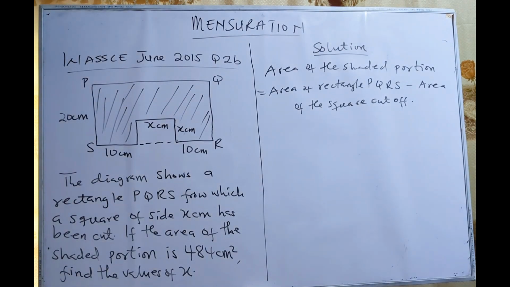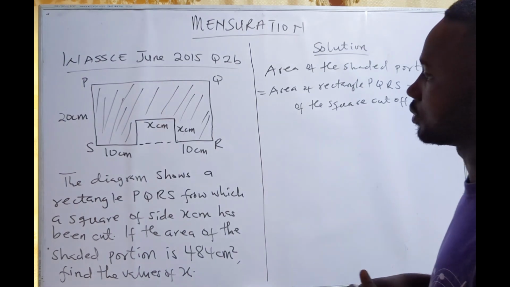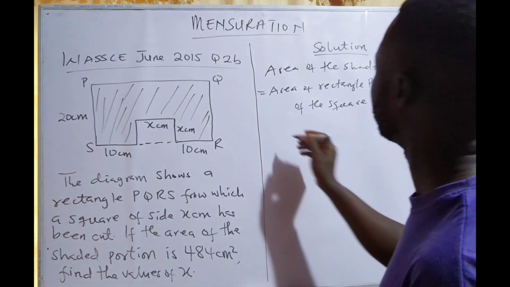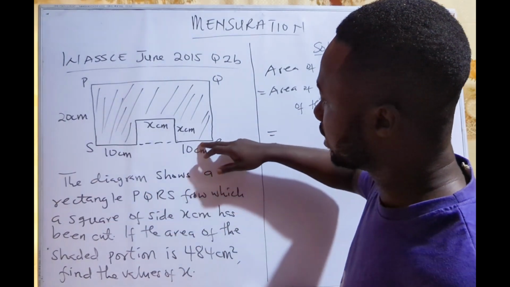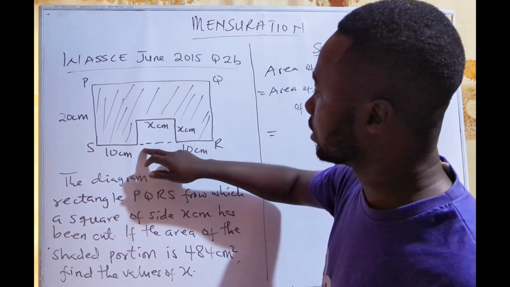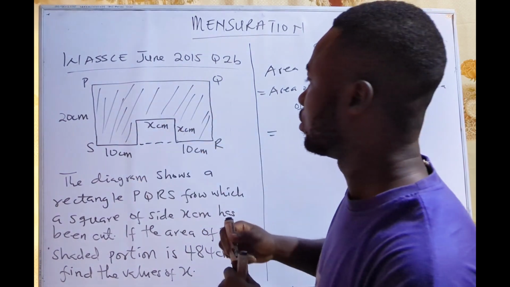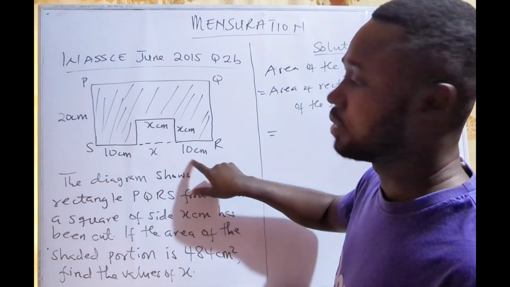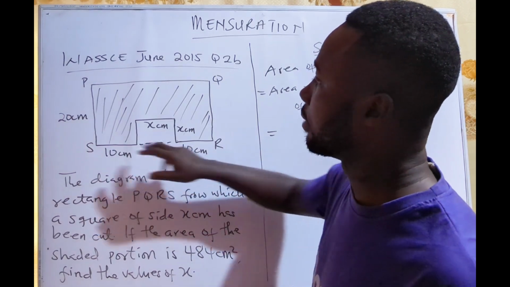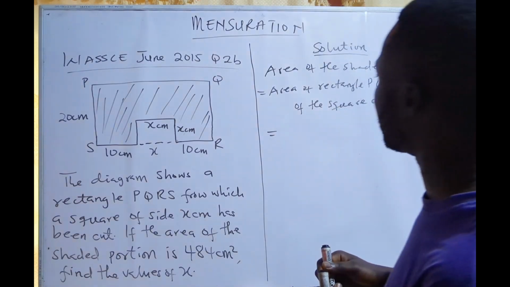So what is the area of the rectangle? The rectangle is the length times the width, or the length times the breadth. If I look at what we have here, what is the length of the rectangle? Here is 10 centimeters, here is 10 centimeters, and then what is left is here. You see, here is x. This side will be the same as this side, so here will also be x. So the length of the rectangle will be 10 plus x plus 10. When you add everything, that will be the length, and then the width will be 20 centimeters.